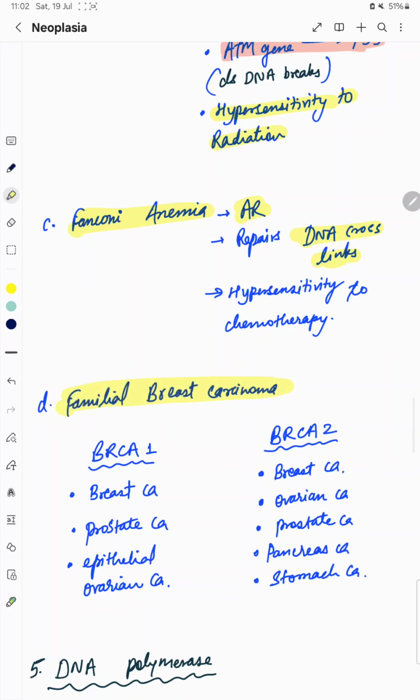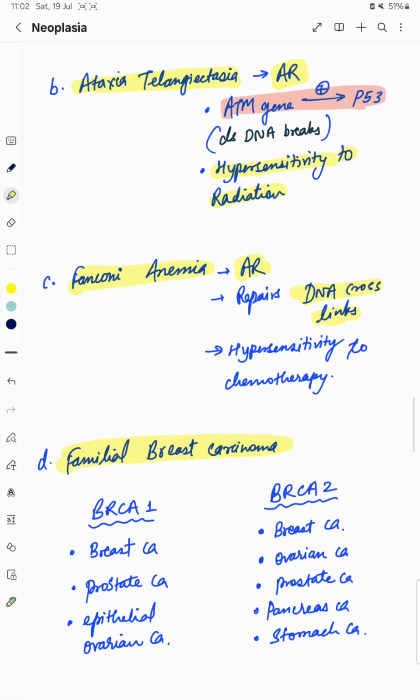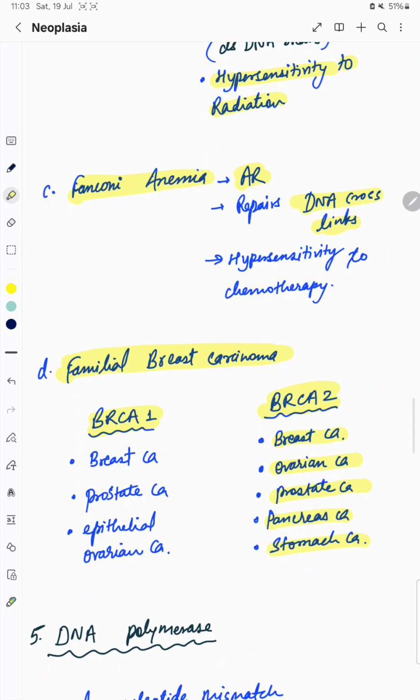Familial breast carcinoma is also an example of homologous recombination repair defect. BRCA1 and BRCA2 genes. The cancers associated with BRCA1 mutation are breast cancer, prostate cancer, and epithelial ovarian carcinoma. BRCA2 gene mutation is also associated with breast carcinoma, ovarian carcinoma, prostatic carcinoma, pancreatic carcinoma, and stomach carcinoma. BRCA2 is also associated with male breast cancer.